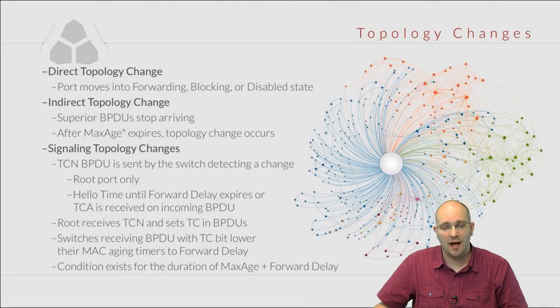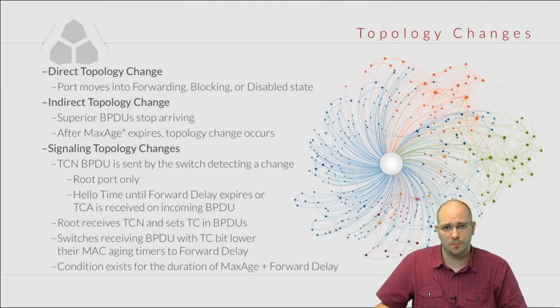Let's take a look at how spanning tree handles changes in the topology. To do that, we first have to define what constitutes a topology change. Well, there are two kinds of topology changes in spanning tree. We have a direct topology change and an indirect topology change. A direct topology change is a condition when a port transitions from a forwarding state into a blocking or disabled state, or it transitions into a forwarding state from one of the other states, in most cases from a learning state.